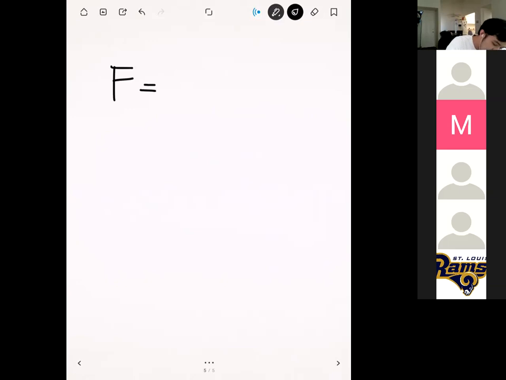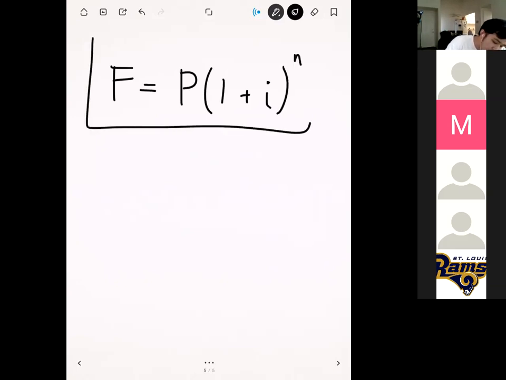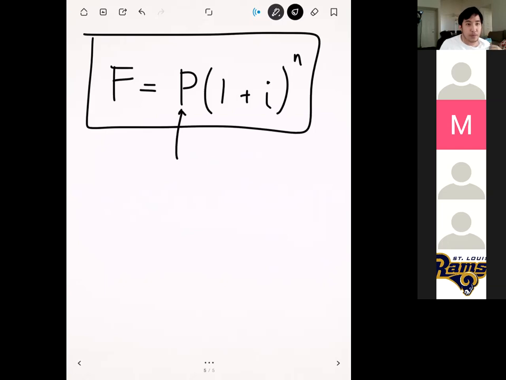The formula is going to be F is equal to P times (1 plus i) raised to the n power. Okay. And so now let's define what each of these symbols mean. So let's start with P, because usually P is your starting point. So P here stands for a present sum of money. And so the key word there is present. So that's money that you have today, right?